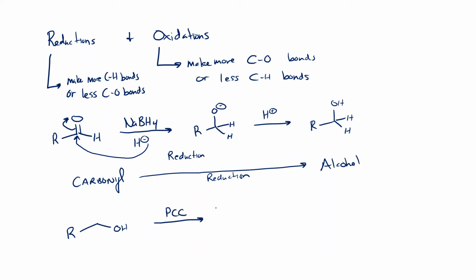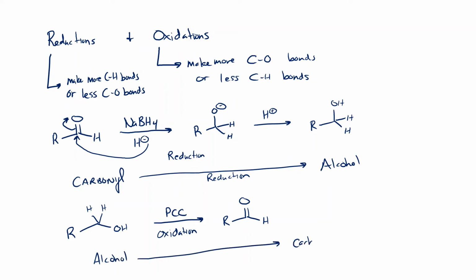So if you use pyridinium chlorochromate, or PCC, you get an oxidation reaction. We don't need to know the mechanism of this, we just need to know how this works. Notice that we're going from having one CO bond to having now two CO bonds, so we're making more CO bonds. We go from having two hydrogens at this position to now having only one. So this is clearly an oxidation. And notice that this is going the opposite direction. In reductions, we went from carbonyls to alcohols. In oxidation, we're starting with an alcohol and oxidizing to create a carbonyl.